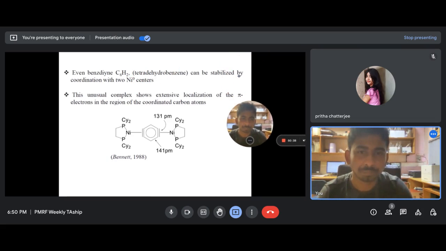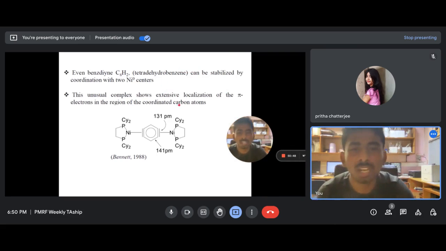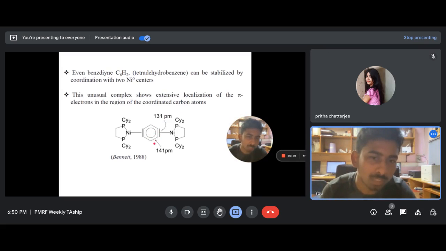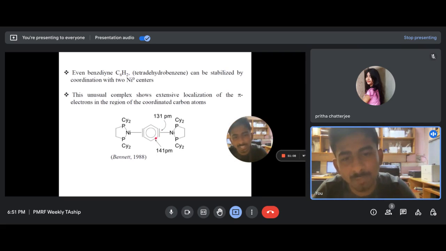So it can be stabilized by coordination through two nickel zero centers. This unusual complex shows extensive localization of the pi electrons in the region of the coordinated carbon atoms. So here you can see this is nothing but this tetradehydrobenzene, or C6H2, or benzdiyne. So this bond length is quite short compared to this one, because this one having a triple bond, this one having a double bond is 141 picometer, and this one is 131 picometer. So this one has a double bond character, this one has a triple bond character.